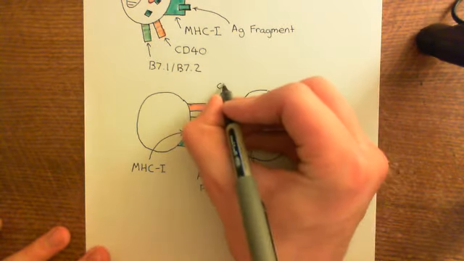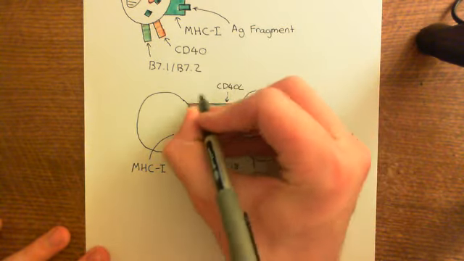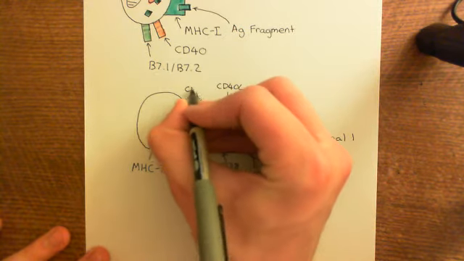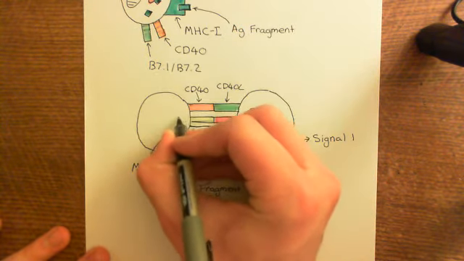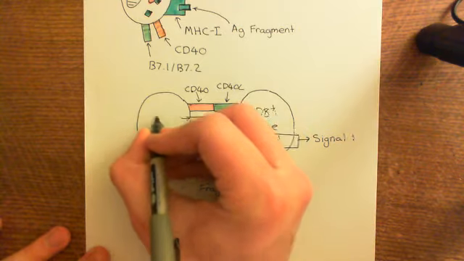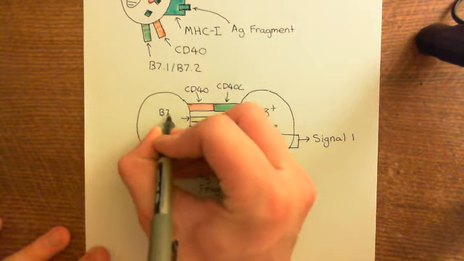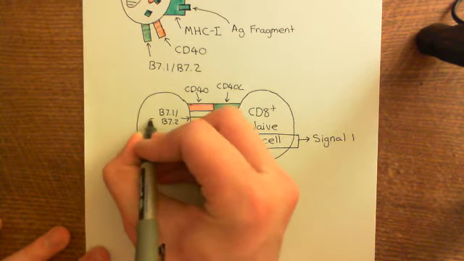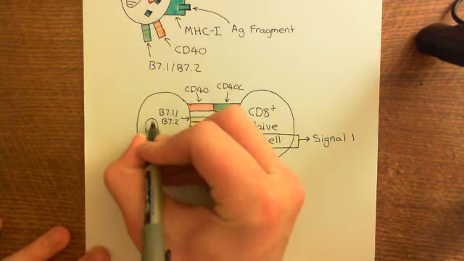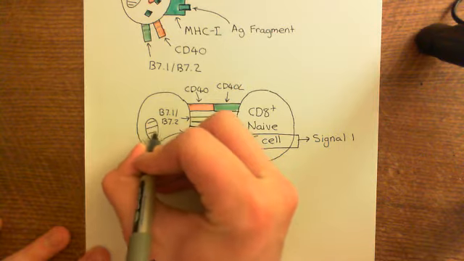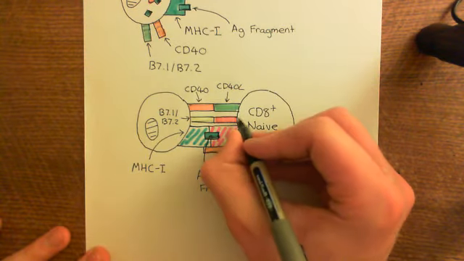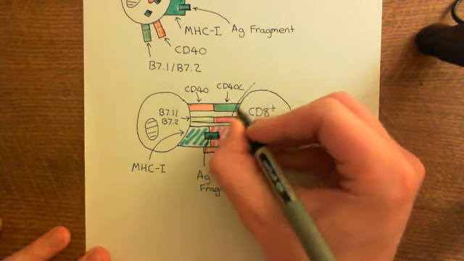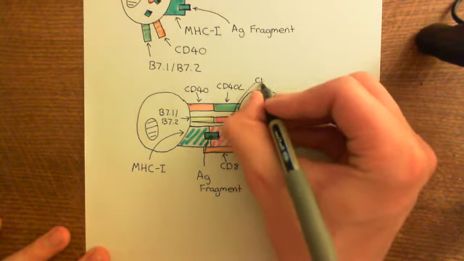This is CD40 ligand in green. This is CD40 here in red. This is B7.1 or B7.2 in yellow. Okay, on the antigen presenting cell, and I'll just give the antigen presenting cell a nucleus here. Okay, and then finally over here we've got the CD28 in pink.